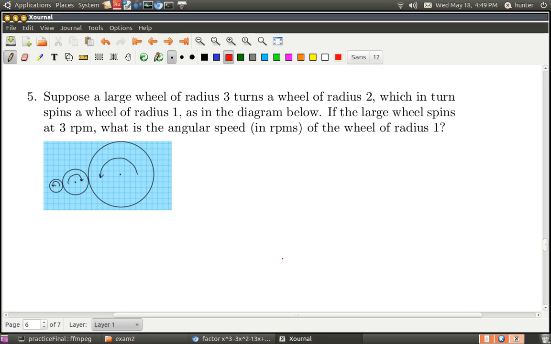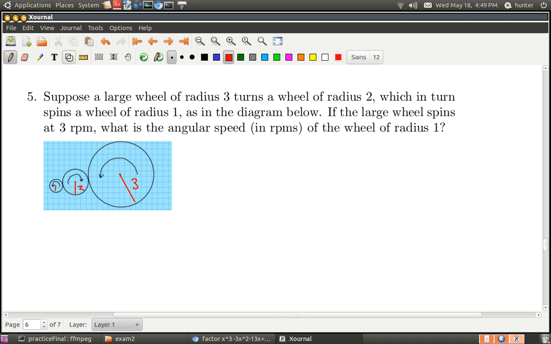So suppose a large wheel, radius 3. Okay, so in the picture here you can see that there's a big circle. That's the one that's going to be radius 3. So I'd rather that line be straight. Radius 3. It's not straight. Radius 3. Okay, and here's one of radius 2. And here's a little one of radius 1.